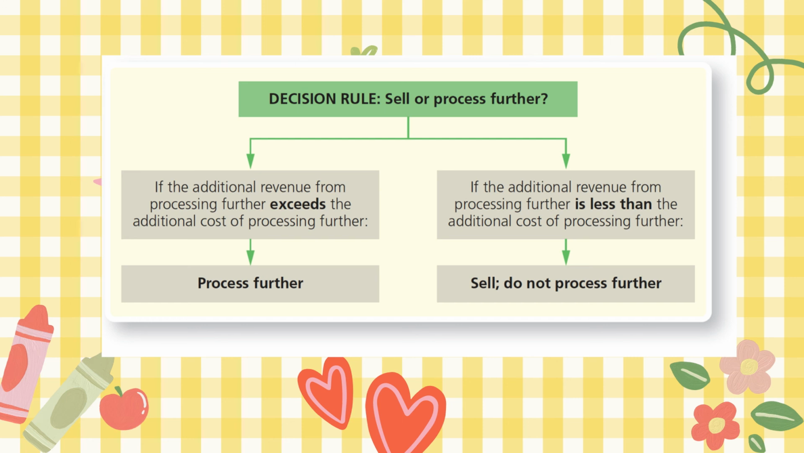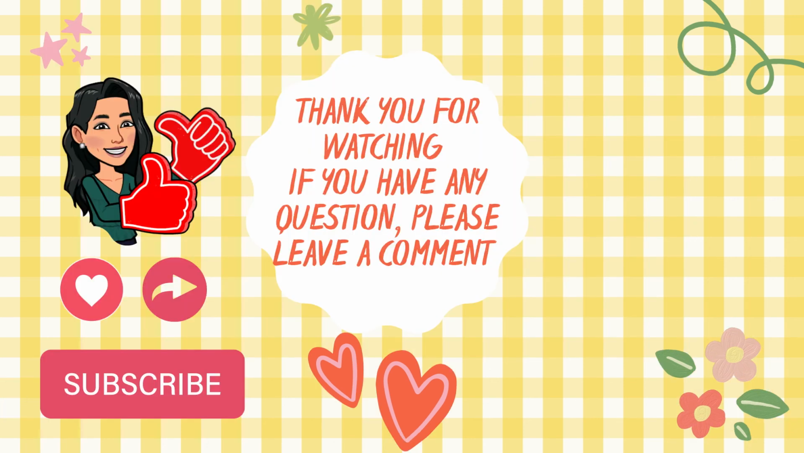So the decision rule to sell as is or process further. If the additional revenues from processing further exceeds the additional cost of processing further, we're gonna process further. If the additional revenues of processing further is less than additional cost of processing further, we're gonna sell as is. We're not gonna process it further.